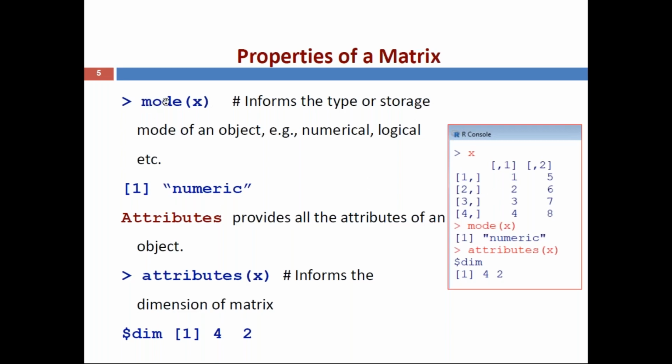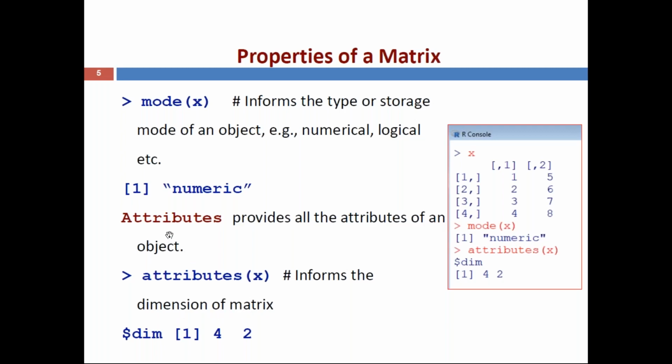Whenever you execute the command mode of X, it shows as numeric. That is one function. Then another function or property of a matrix to find out the attributes. So what is the purpose of attributes? Attributes provides all the attributes of an object, nothing but elements.